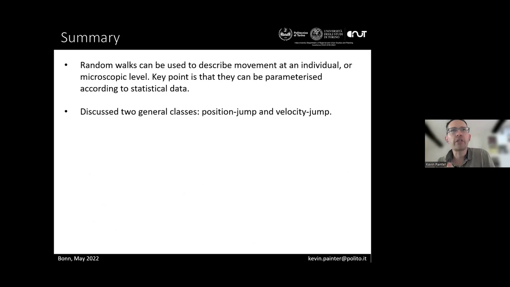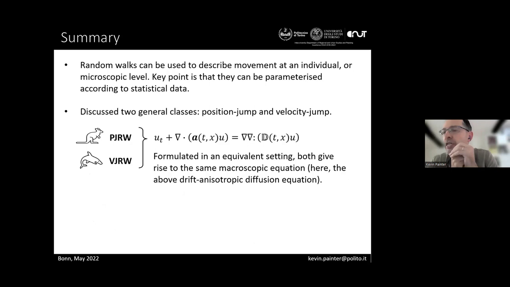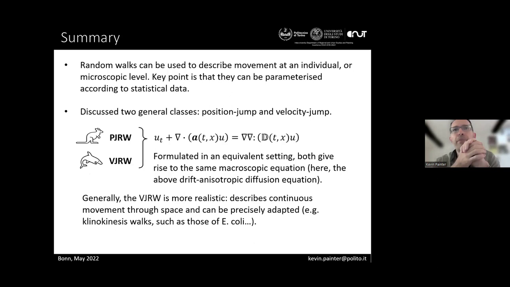We've discussed the position jump and velocity jump random walk, so whether you're moving like a kangaroo or a shark. And we've shown that if we formulate these in an equivalent setting, you essentially get the same macroscopic equation. We specifically did that and got this equation. But the velocity jump random walk, I think you can probably agree, is overall a more realistic approach, because not even kangaroos move by making instantaneous jumps in space.